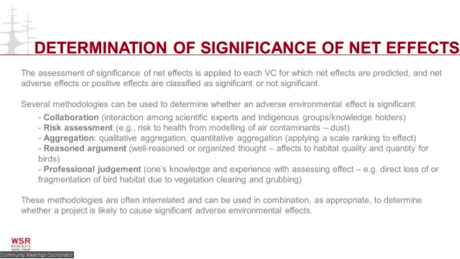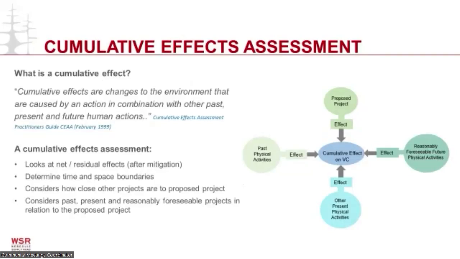We determine how significant net or leftover effects are using a number of methods, such as scientific experts working with community members, assessing risk, ranking or weighing effects, as well as the professional judgment of experts using their knowledge and experience. Cumulative effects are the net effects of a project, combined with the net effects of other past, present, and future projects.